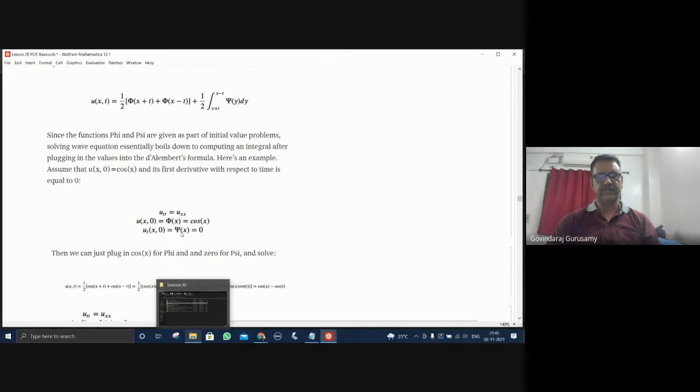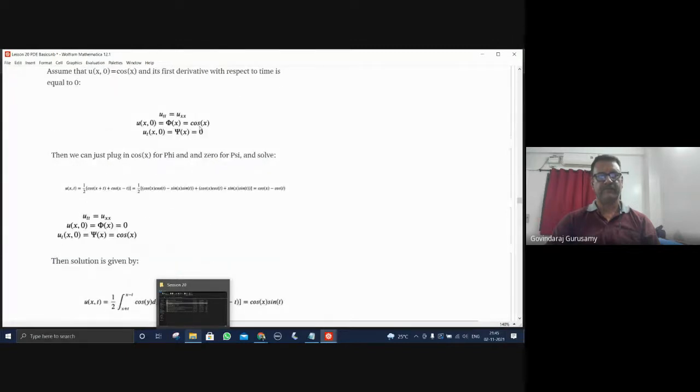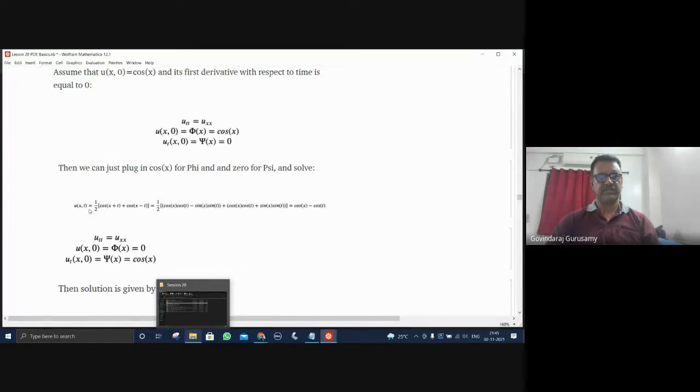For example, in this case, the second term is 0. The first term is existing. And with the superposition, you can get this u of x, t. This is cos of x plus t plus cos of x minus t. If I simplify, it is cos x into cos t, not the minus. This is a printing mistake here.